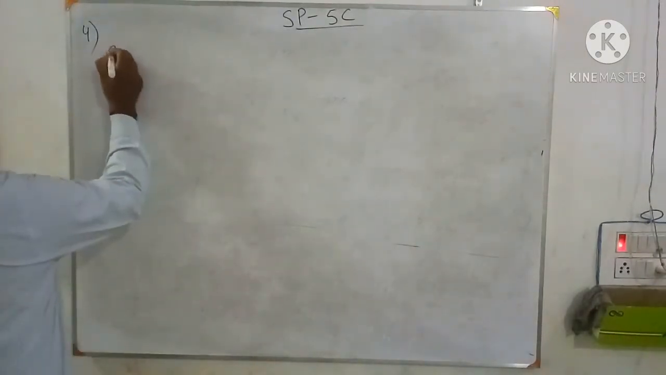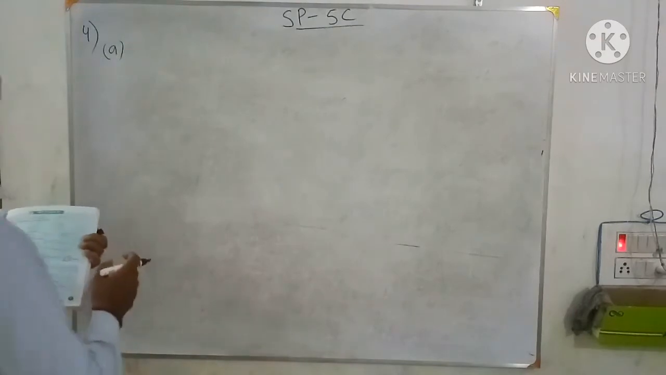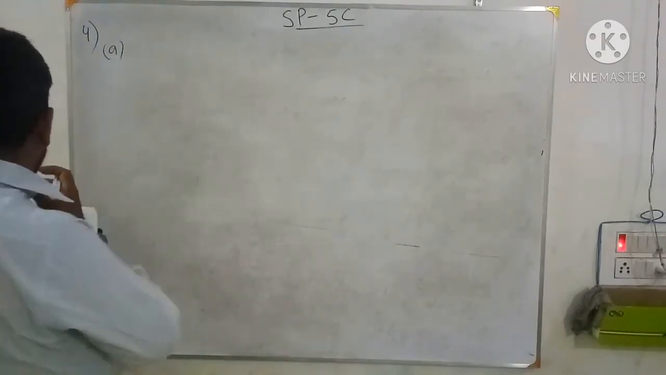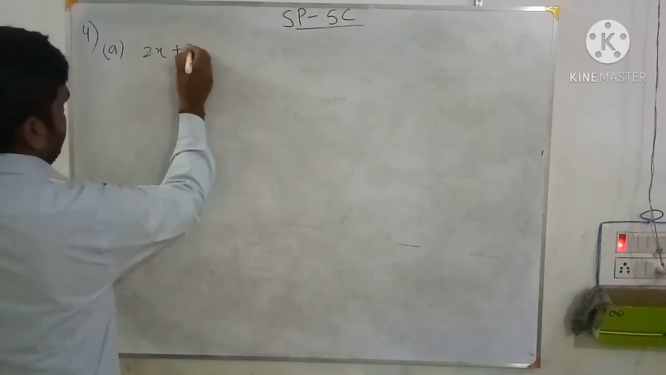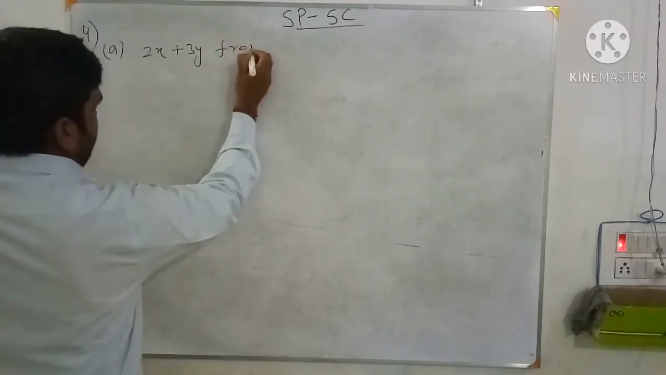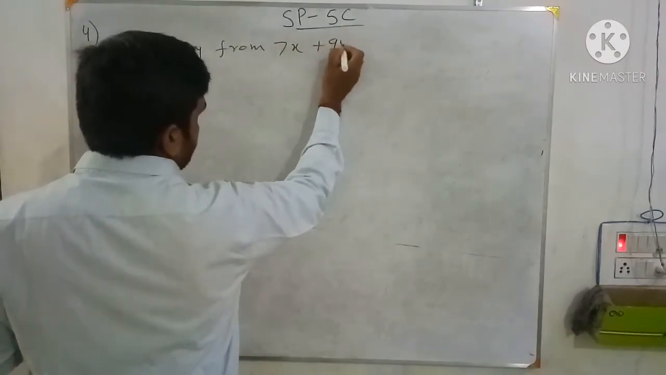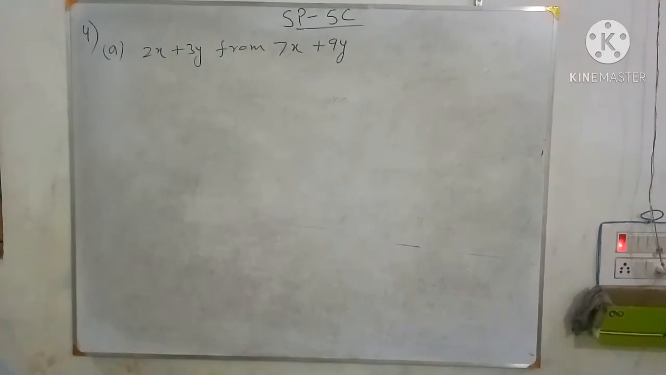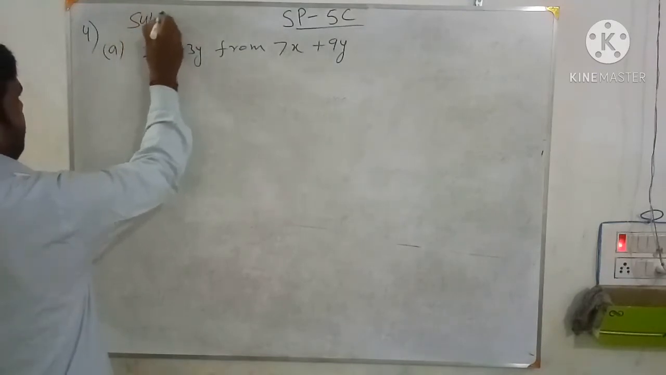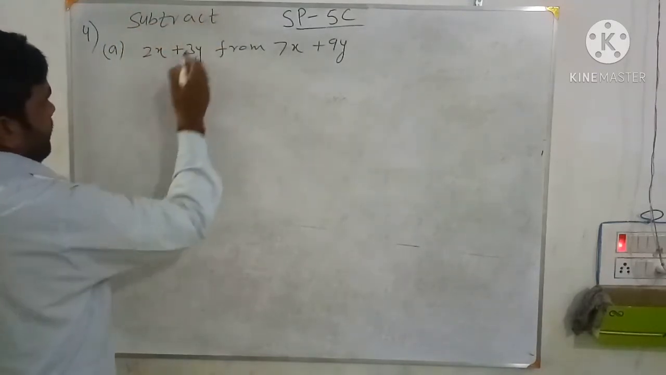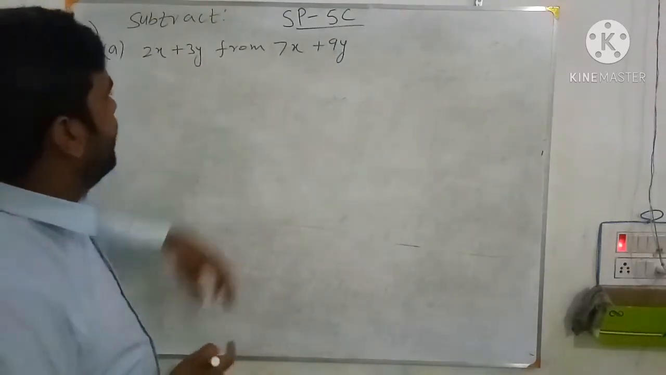So we have to subtract without writing in the vertical form. 2x plus 3y from 7x plus 9y. So we have to subtract 2x plus 3y from 7x plus 9y, without writing in the vertical column.